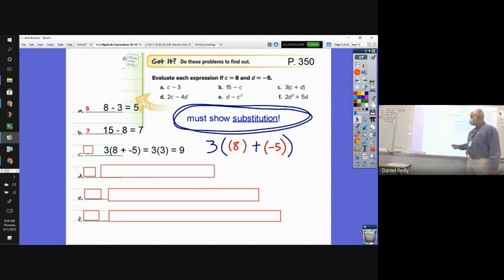Order of operations, parentheses first. So 8 plus -5 is 3. Then multiplication, 3 times 3 is 9.